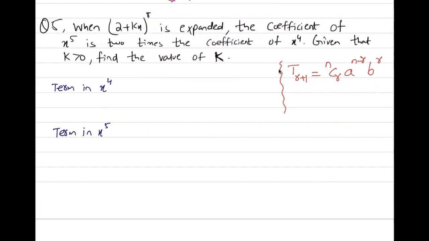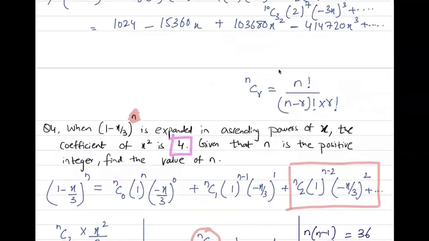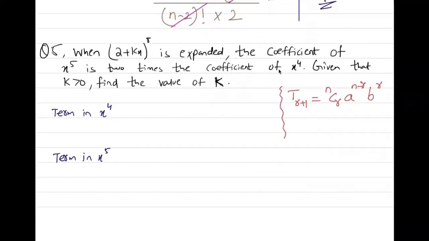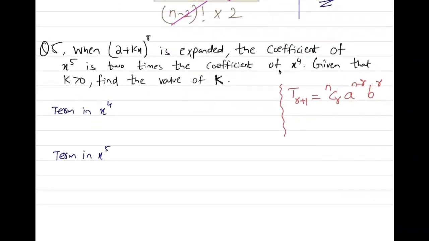Sir, what is C? It's the same C that you have been using up till now, NCR. Is there a name for C, or is it only the letter C? It's only the letter C. It's called the combination.